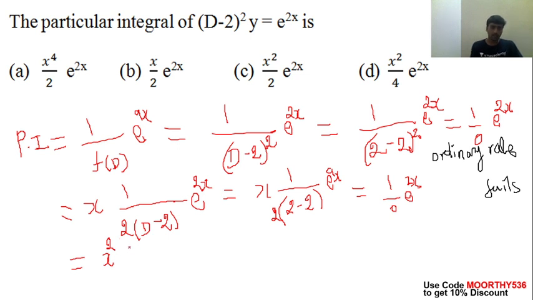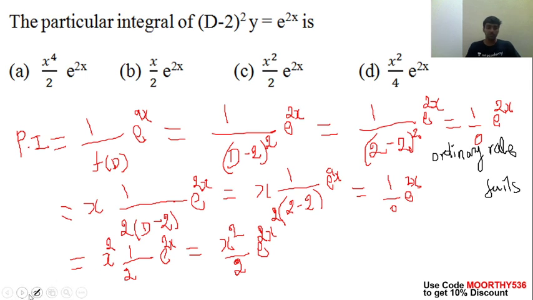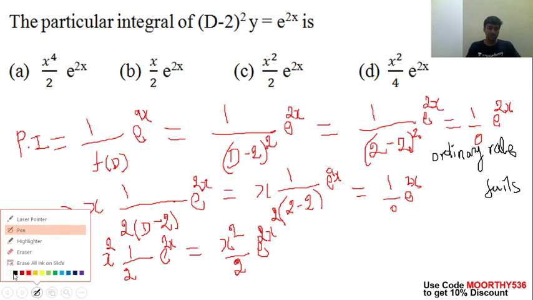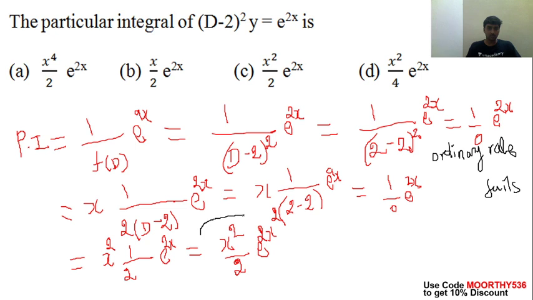So here 1 divided by 2 into differentiation of d is equal to 1, differentiation of minus 2 is equal to 0. So 1 divided by 2 into e power 2x. So this is the solution as per the discussion: x square divided by 2 into e power 2x. This is the solution for the given equation.